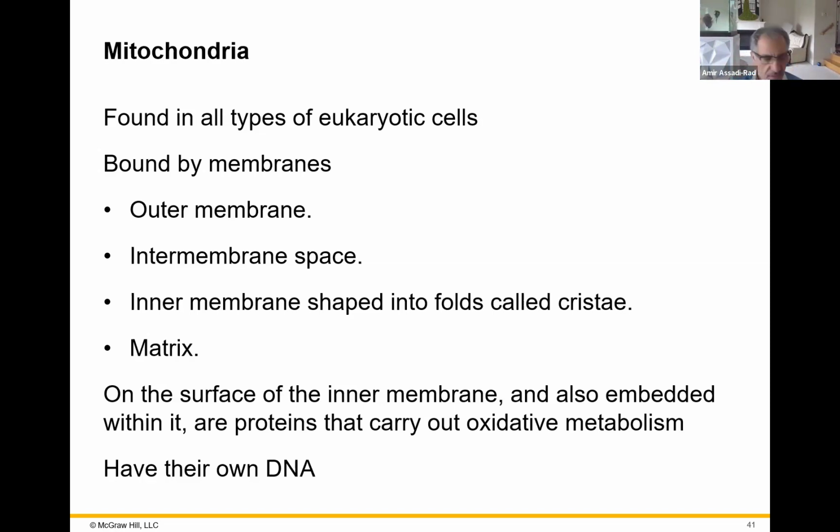Matrix, like cytoplasm, you have it in the cell, but matrix is in mitochondria. On the surface of the inner membrane and also embedded within it are proteins that carry out oxidative metabolism, which we will talk about. Mitochondria have their own DNA.